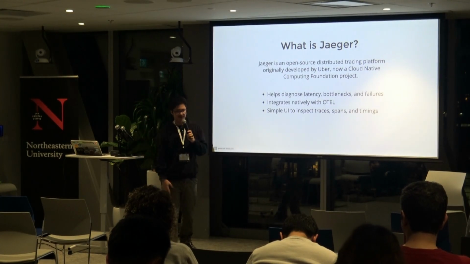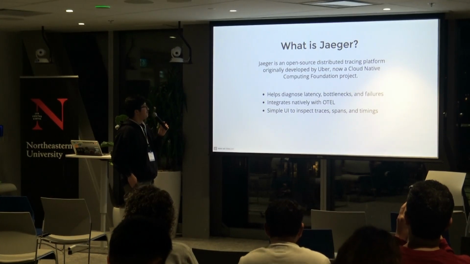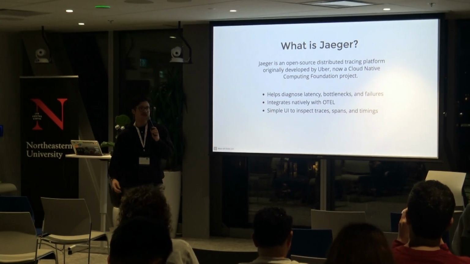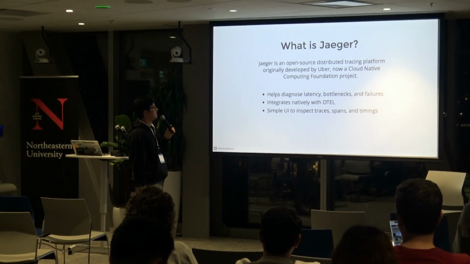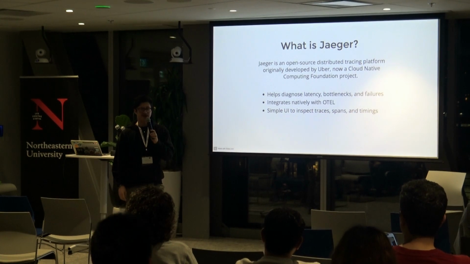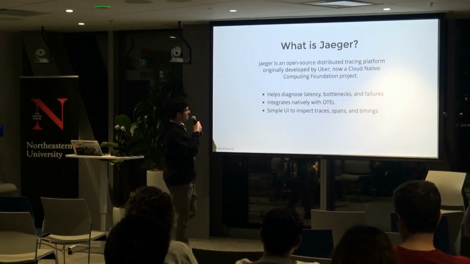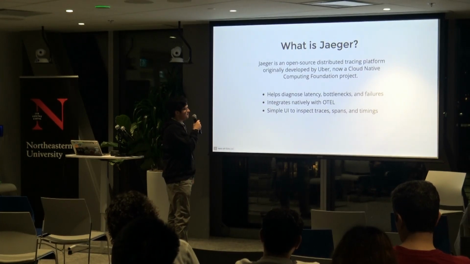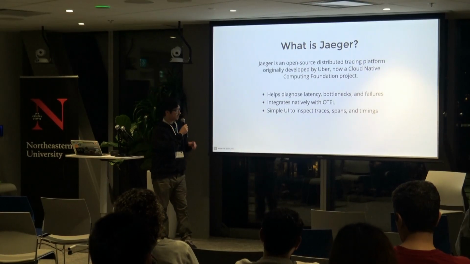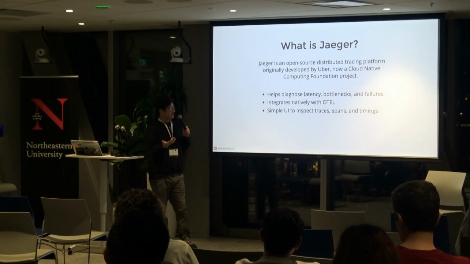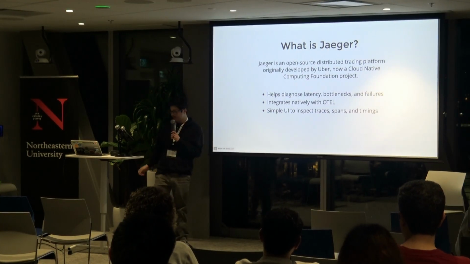So what is Jaeger? We're getting close to the demo. Jaeger is an open source distributed tracing platform. It was originally developed by Uber, but now it was donated to the Cloud Native Computing Foundation. I think it's a graduated project, if I'm not wrong. I hope it is. Essentially it helps diagnose latency, bottlenecks, and failures. It integrates pretty nicely and natively with OTEL, and it provides you with a simple UI to inspect traces, spans, and timings.